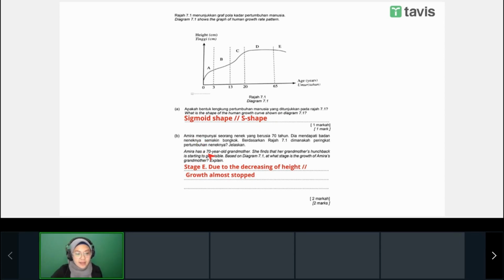Okay, Amira has a 70-year-old grandmother. 70 years old belongs to stage E. She finds out that her grandmother's hunchback is starting to become visible, based on diagram 7.1. At what stage is the growth of Amira's grandmother? You have to justify at what stage. If you write stage E, yes, 1 mark over here. And it does ask to explain why you say that Amira's grandmother belongs to stage E. Because of the decreasing height of the grandmother during old age, the growth almost stops. Negative growth. Okay, no growth over here.